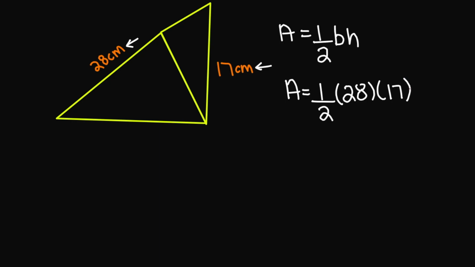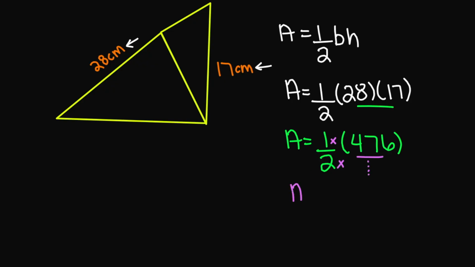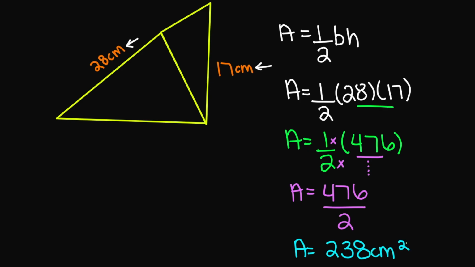If we multiply 28 times 17, this is going to equal, so we have A equals 1/2. If we multiply this here, this is going to equal 476. And then when you multiply straight across, 476 times 1, and then 2 times your imaginary 1 here. So A equals 476 in the numerator, and then the denominator, 2 times 1, is going to equal 2. And when you divide 476 divided by 2, this is going to equal 238 square centimeters. So your final answer here is 238.